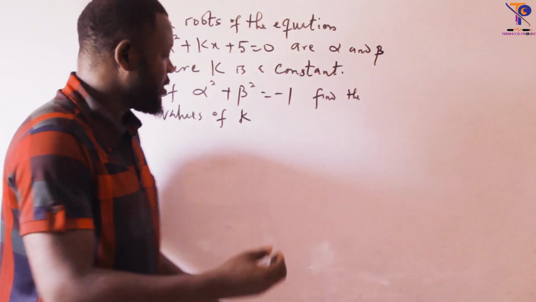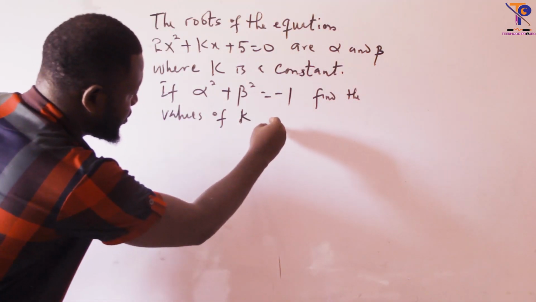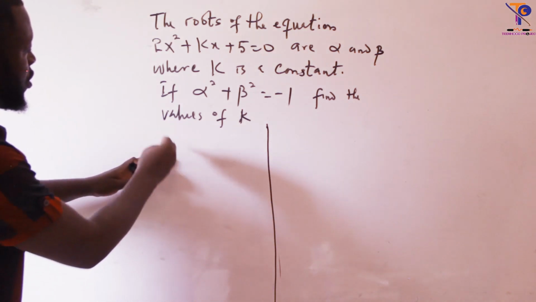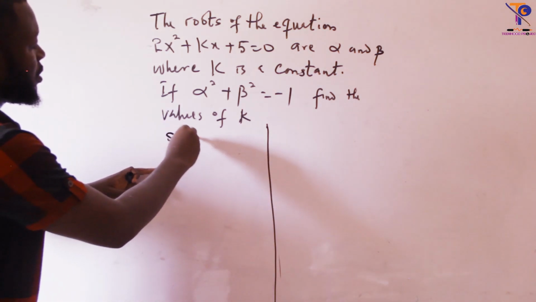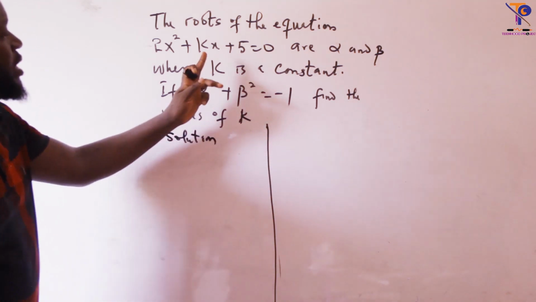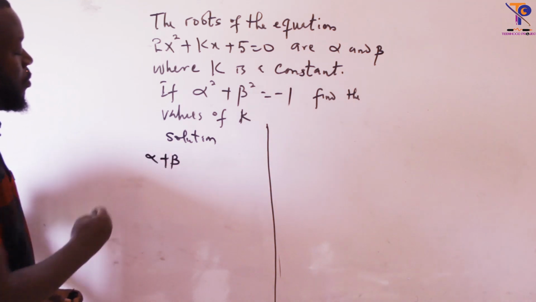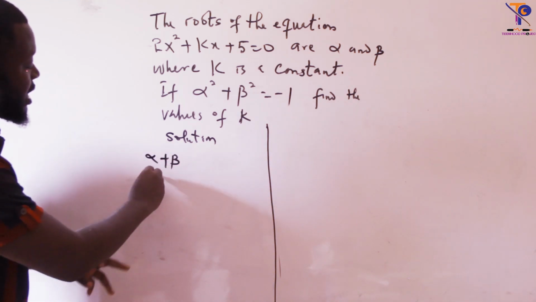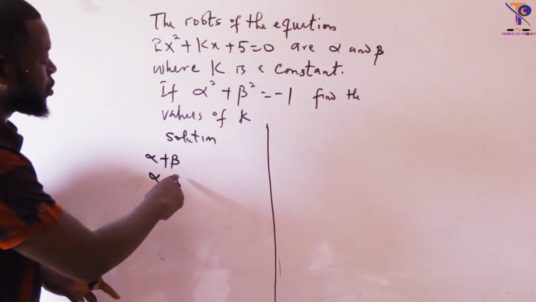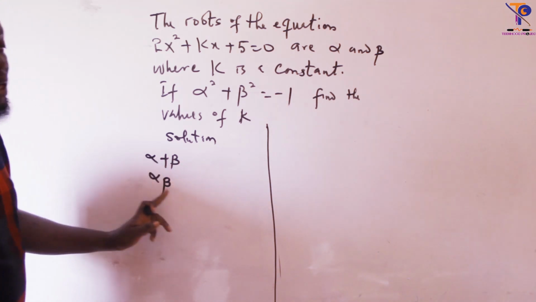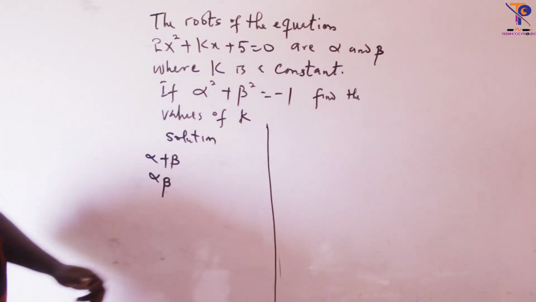First of all, let me try and demarcate the board so that we can manage what we have here. So to solve this, I need to find the value of alpha plus beta, that is the sum of the roots, and alpha beta, that is the product of the roots. And how do I get that?